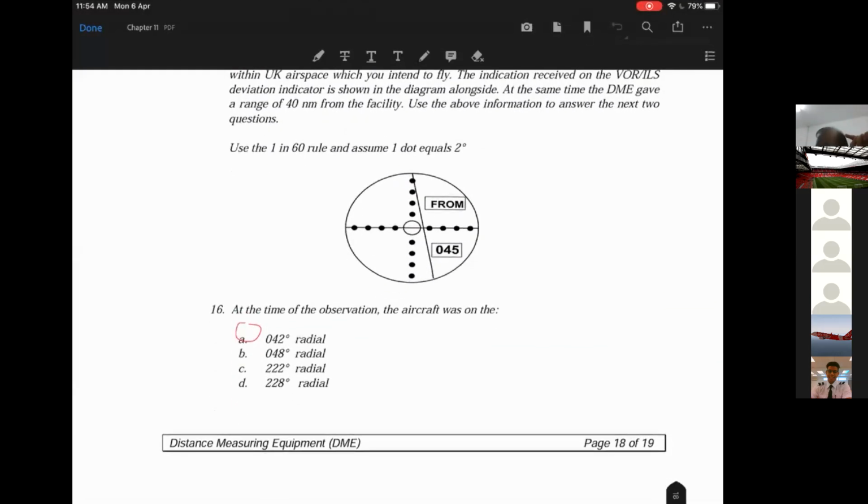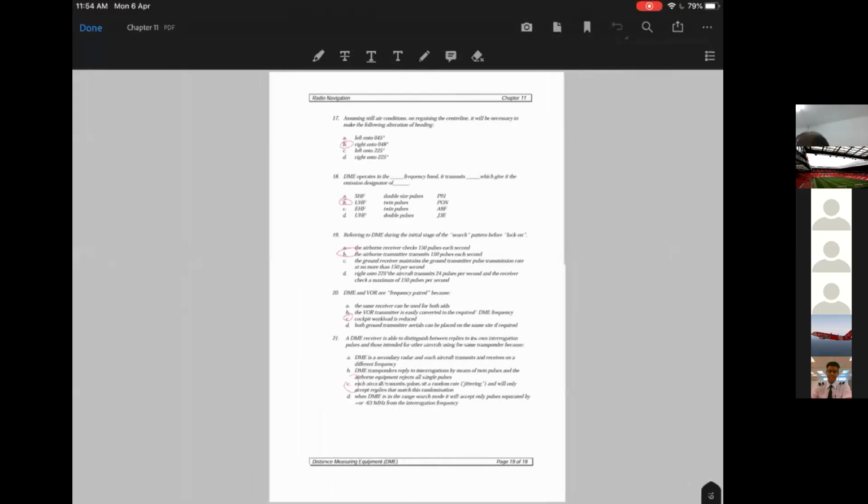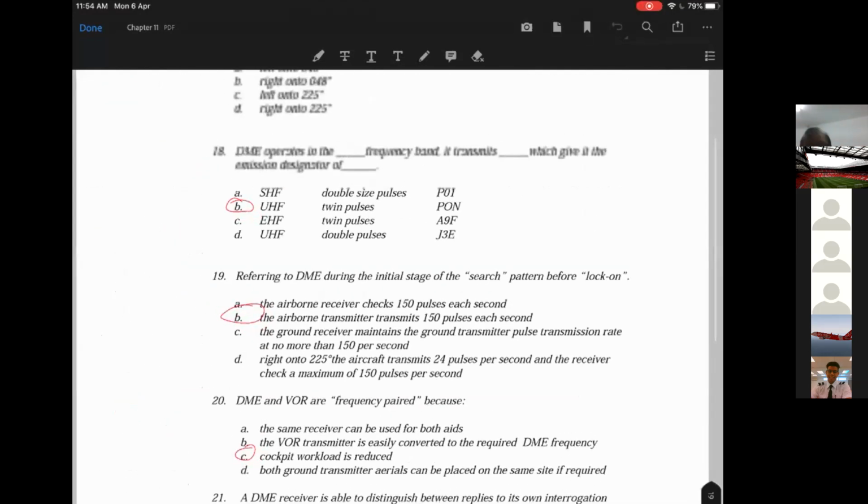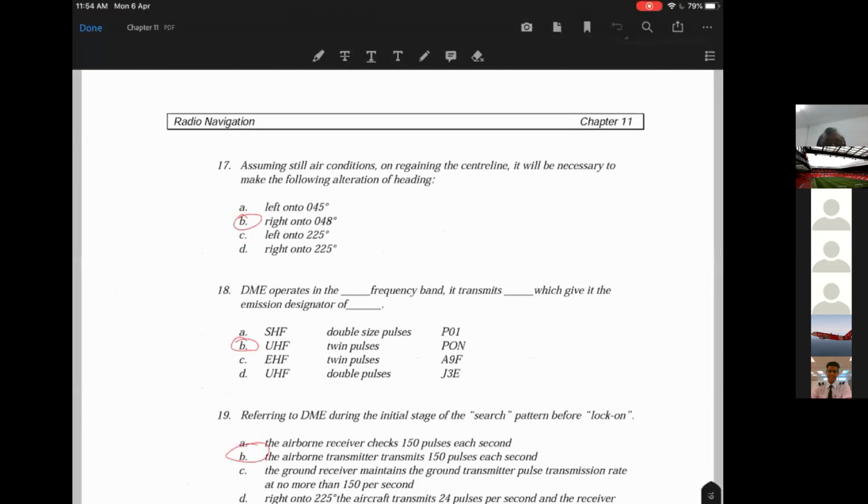Isn't the answer to number 16 alpha? Answer is alpha, 042, right? Yes, radial. Absolutely correct. Next now. Okay, next question, number 17. Who's trying to answer that? Hakimi. Um, 17, is it Bravo, sir?